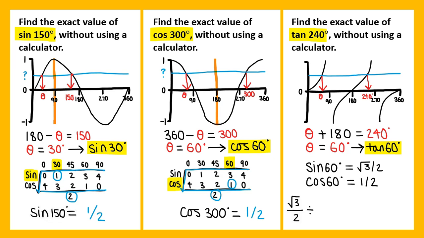Since tan of 60 is equal to sine of 60 divided by cos 60, I can do root 3 over 2 divided by 1 over 2, and using keep, change, flip, this will be the same as root 3 over 2 times 2 over 1, which gives me a value of root 3 over 1, which is the same as root 3.